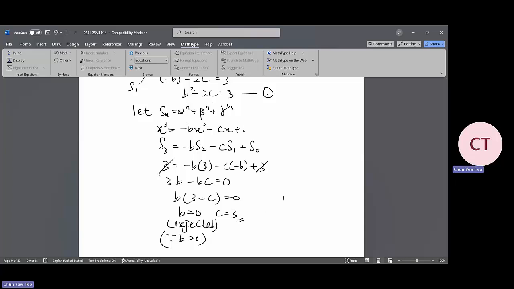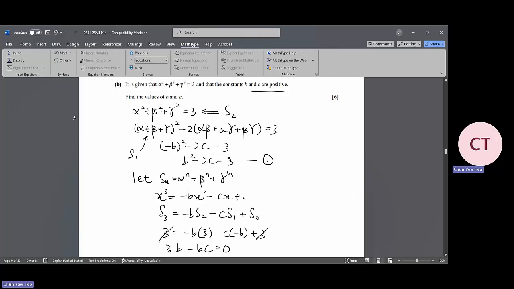Then from equation 1, B square minus 2C is equal to 3. So B square is equal to 9. B is equal to 3 because B is positive. Done. This will be the answer for question number 4B.